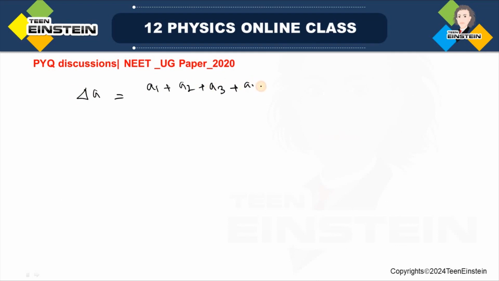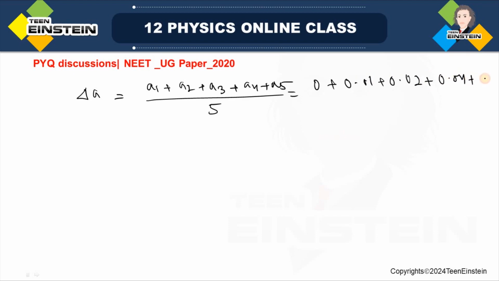Then what you get as mean error, that is delta A, that is A1 plus A2 plus A3 plus A4 plus A5 divided by 5. This is 0 plus 0.01, 0.02, I have all the values, 0.04 and 0.03. Okay, 1, 2, 3, 4, 5. If you divide with 5, the mean error will be actually 0.02. Okay, 0.02 mean error.